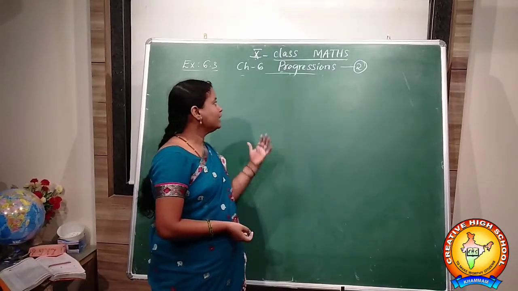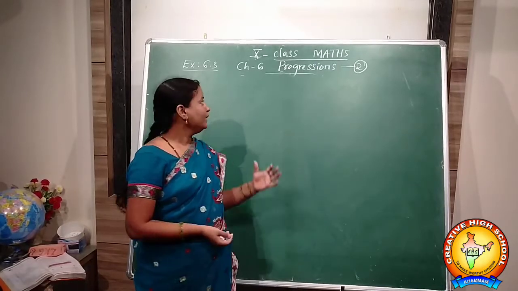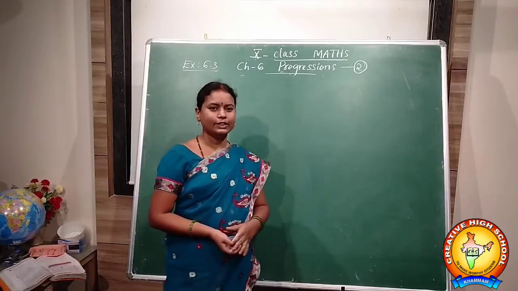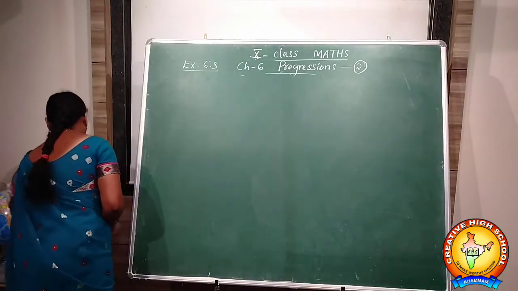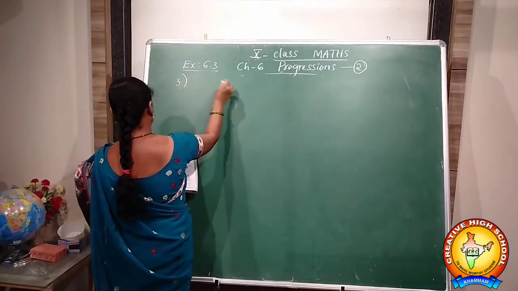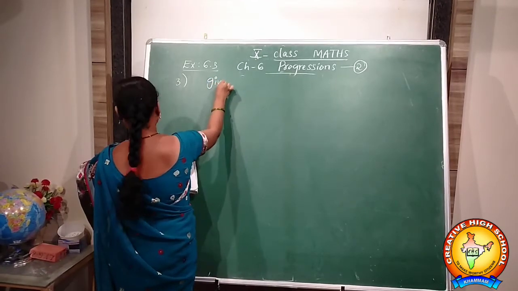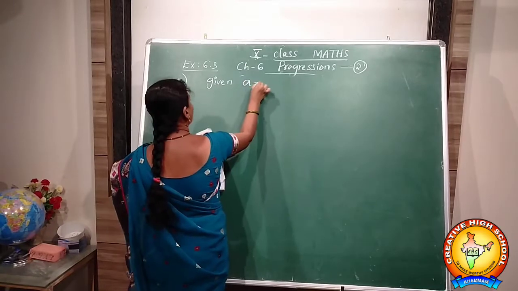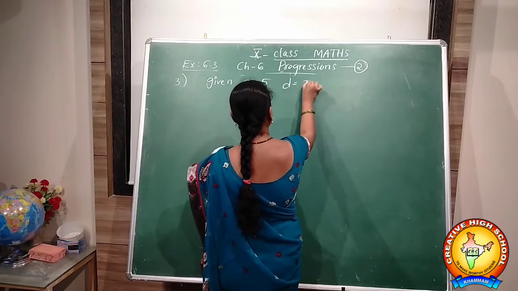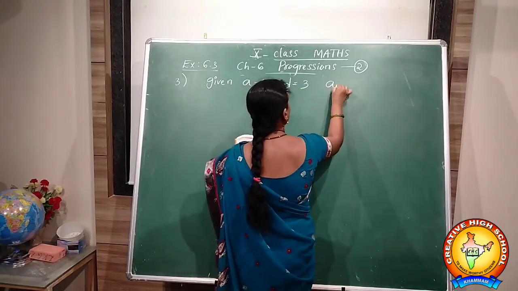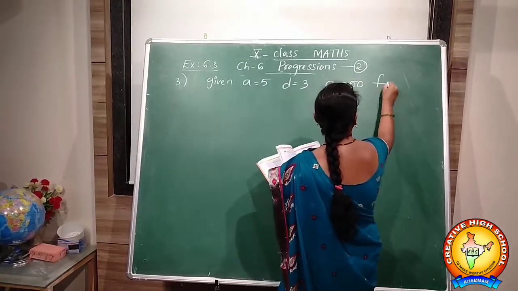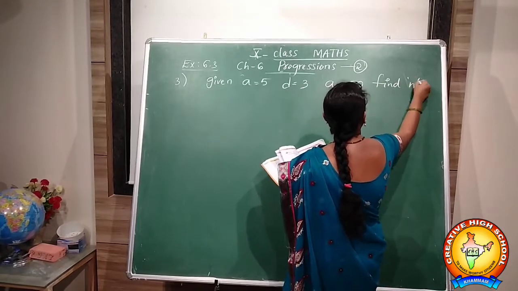In our previous class, we did some problems based on the sum of n terms in the AP series. Let us do some more problems from exercise 3, from different models. See here, given that a is equal to 5, d is equal to 3, an is equal to 50. Find n and Sn.